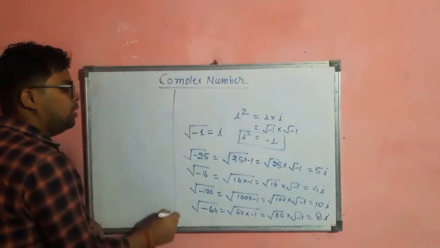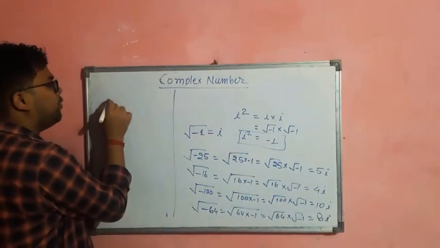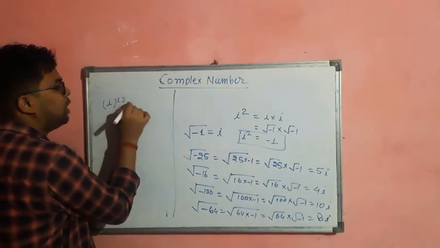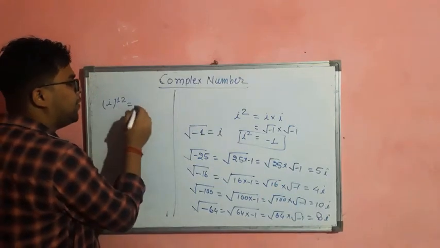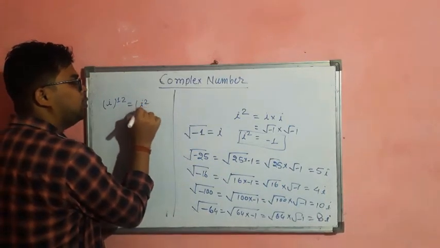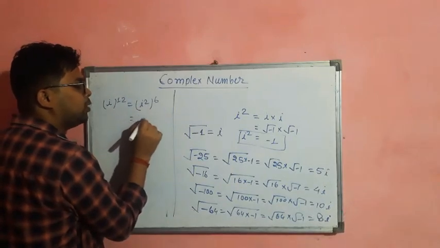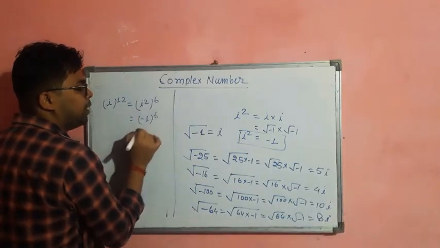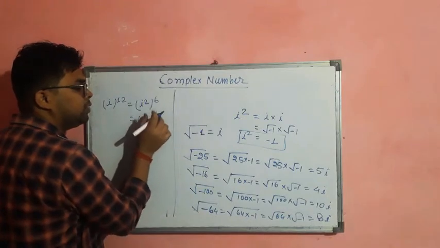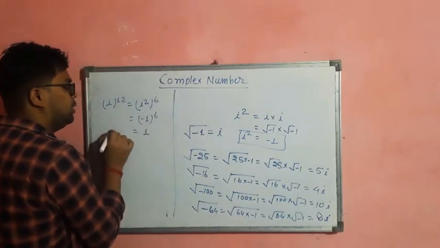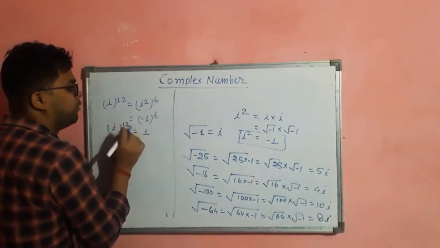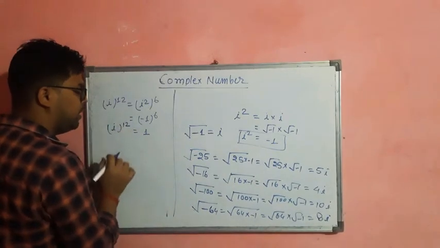Now tell me student, what will be the value of i to the power 12? How will you find it? i to the power 12 can be written as i to the power 2, whole to the power 6, because 2 times 6 is 12. You know that i to the power 2 is equal to minus 1, so minus 1 to the power 6. When you multiply this minus 1 six times, you will get 1. So i to the power 12 will be equal to 1. The value of i to the power 12 will be 1.